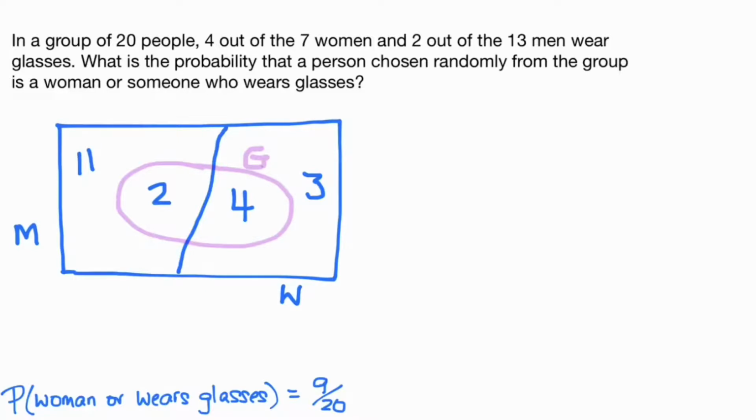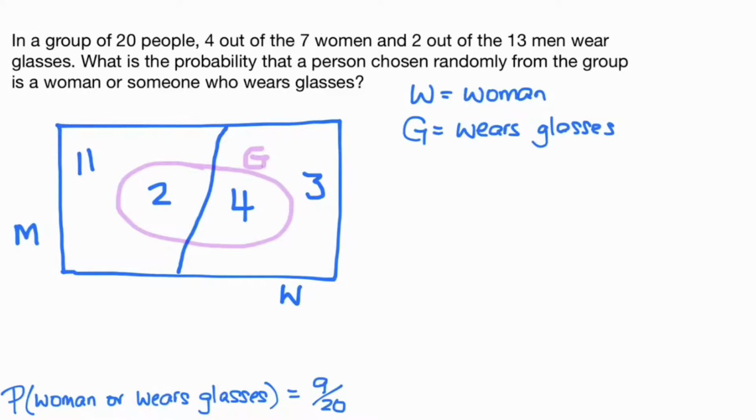So that's one way to do this question, just drawing the Venn diagram, allocating the numbers to the different categories, and then counting the number in the correct category. Another way to do this is to use the formulas.